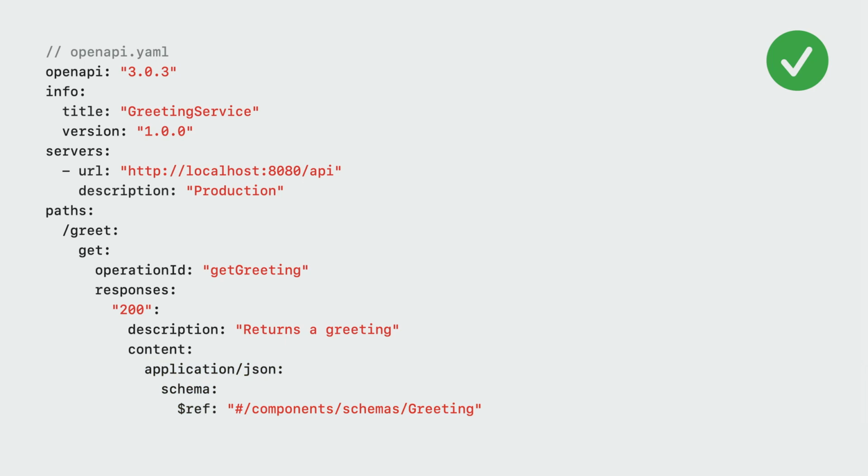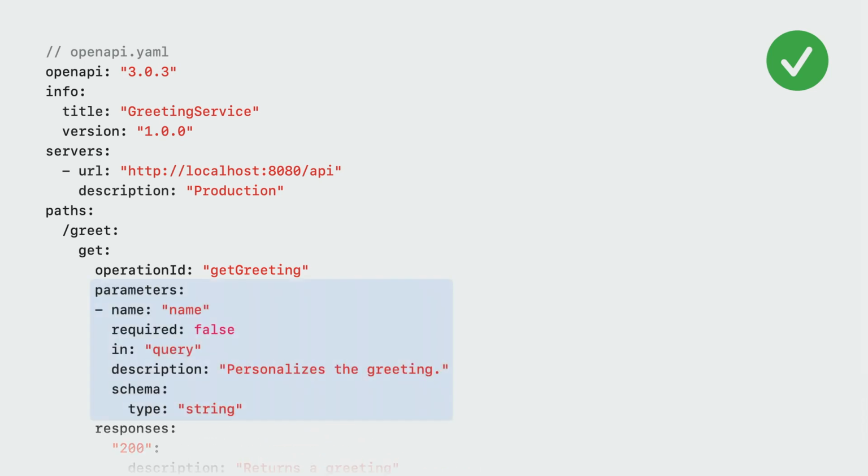For this illustration, we've kept it simple, but operations can have multiple responses with different status codes and content types, which allows you to document all scenarios, including what happens when there's an error. And if the operation accepts parameters, these can also be included in the OpenAPI document. This operation supports one optional query parameter, called name, a string value that's used to personalize the greeting.